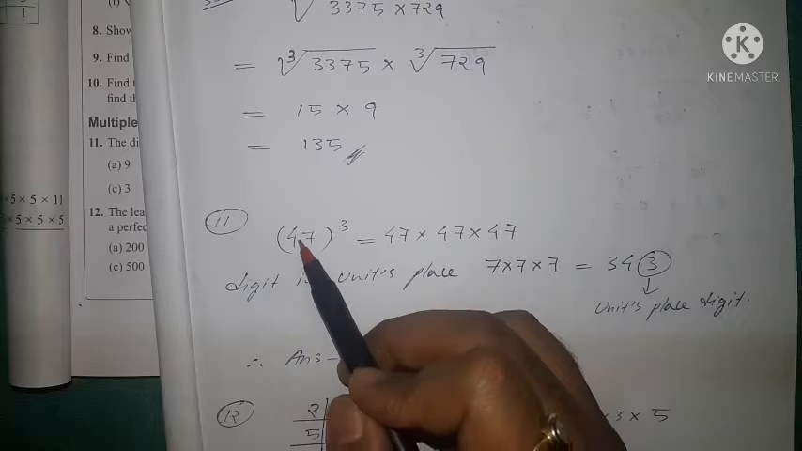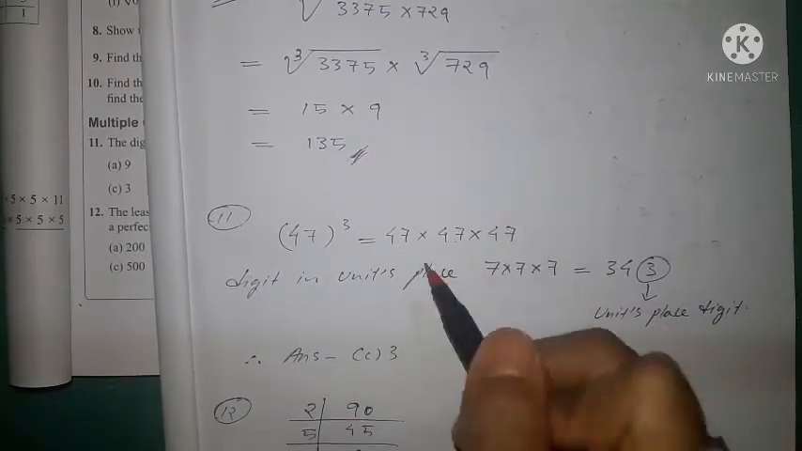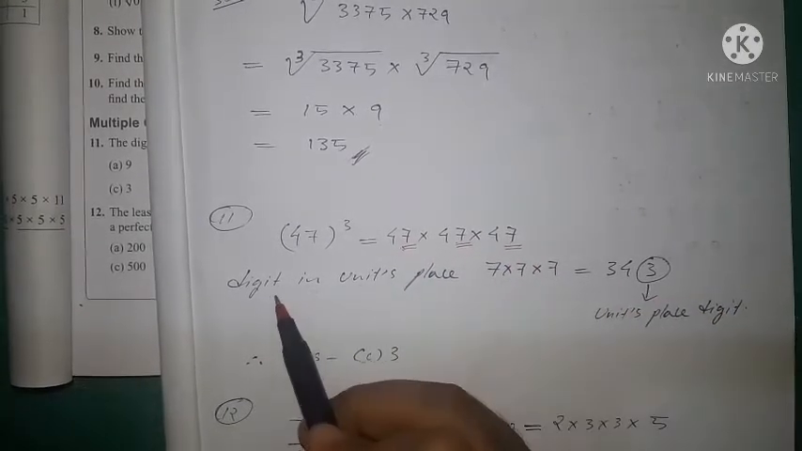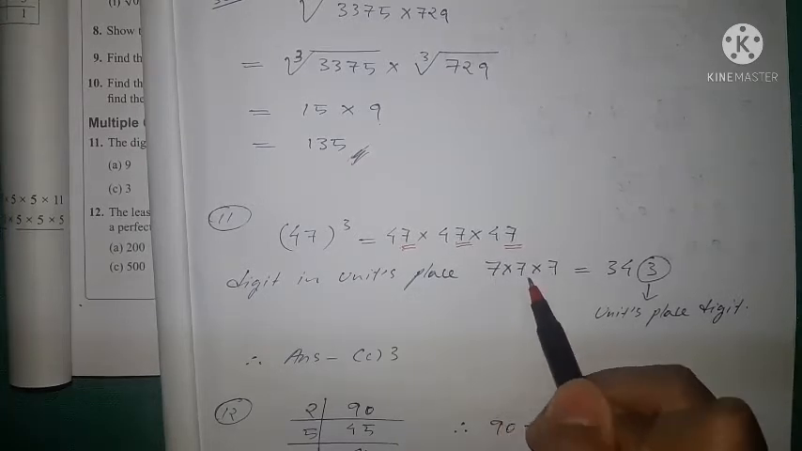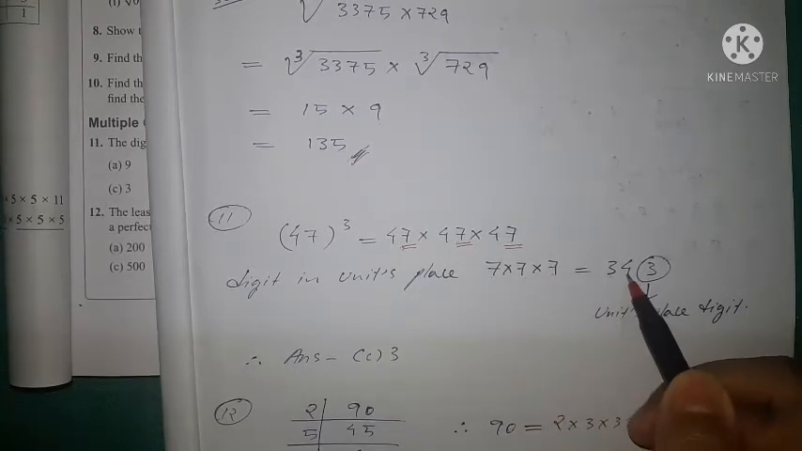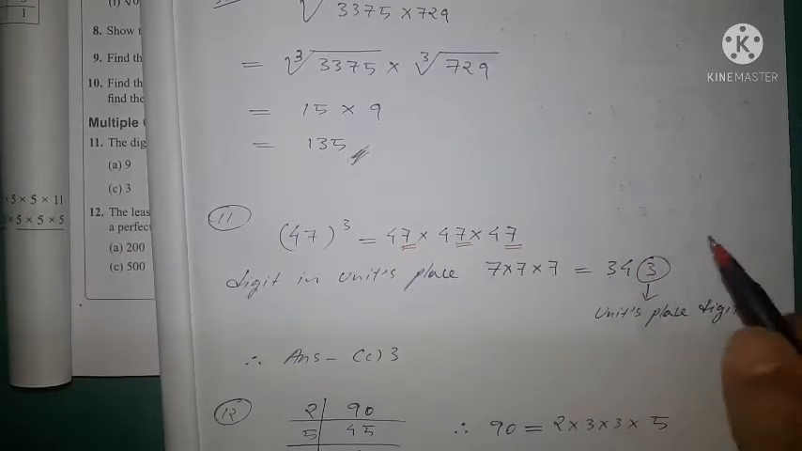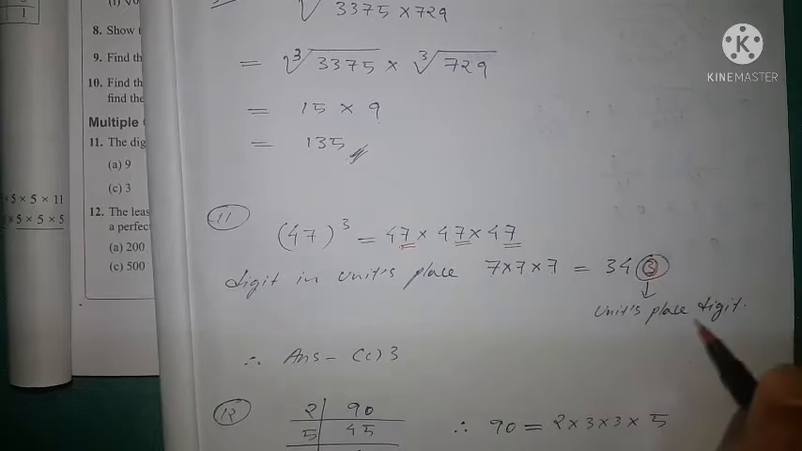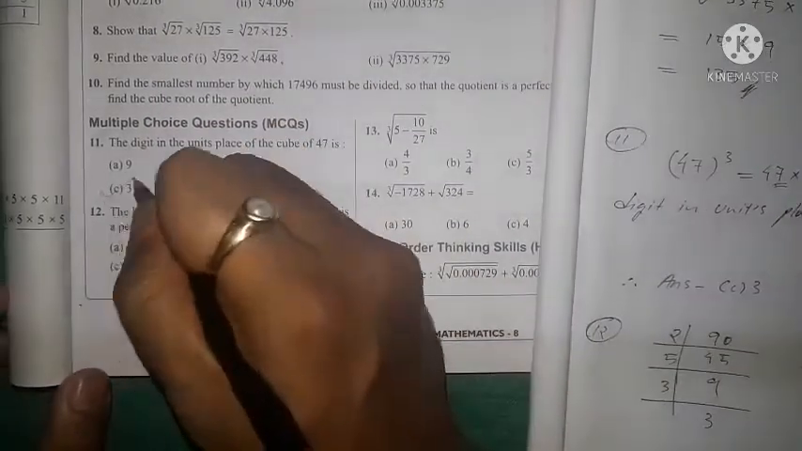When we do the cube of 47, it is 47 into 47 into 47. That means in the units place, 7 is multiplied 3 times. So the digit in the units place will be 7 into 7 into 7. If 7 is multiplied 3 times, the answer is 343. Since we only need the units place, the digit in the units place is 3. So the answer is 3. It is given in option C.